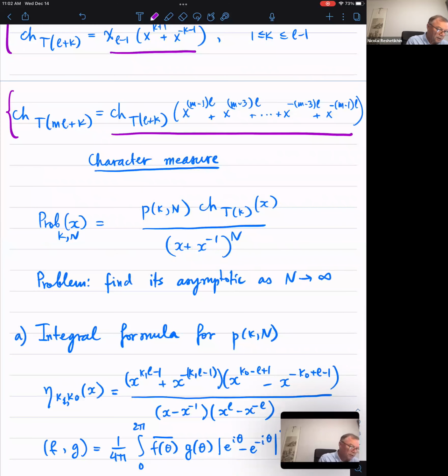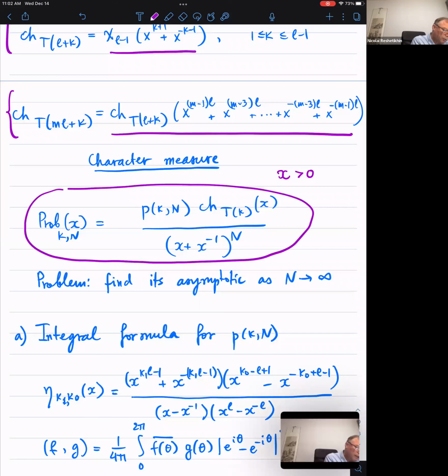So now we have characters. They are polynomials in formal variable x with non-negative integer coefficients. So we can now say, let's assume that x is a positive number, and then these polynomials will be positive. And we can define the probability measure not on irreducible components, but on the set of tilting modules that appear in the nth tensor power of the two-dimensional representation.